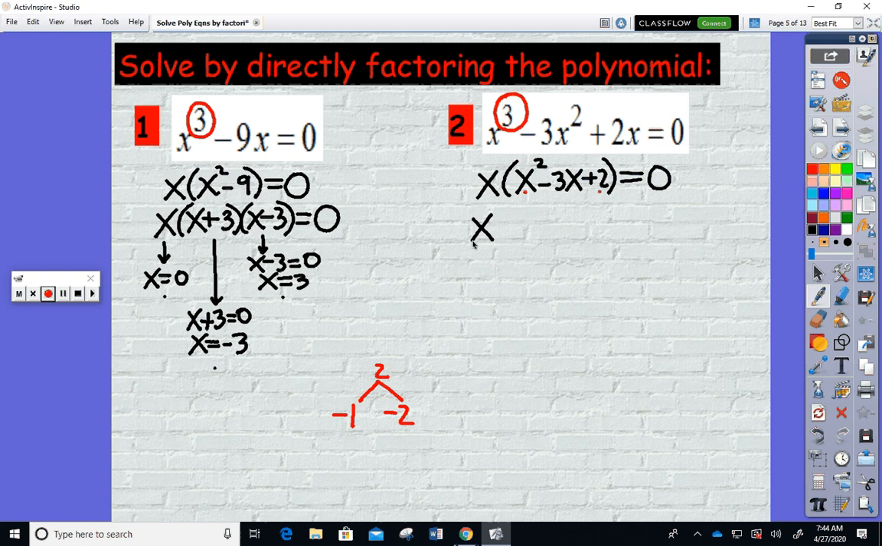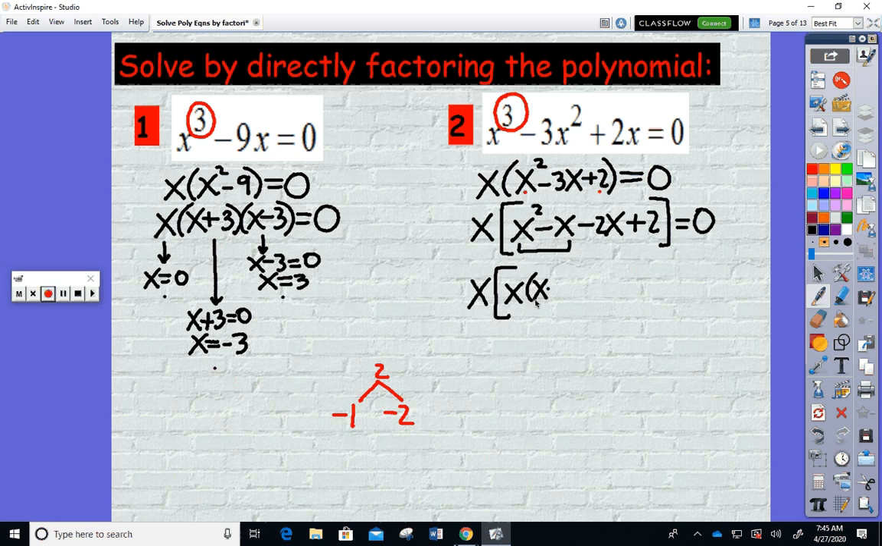I'm going to go to brackets here. x squared minus 1x minus 2x plus 2 equals 0. So x squared minus x groups. You're going to have a GCF of x times x minus 1. Bring down the minus sign in between. 2x plus 2 groups, or negative 2x plus 2 groups.